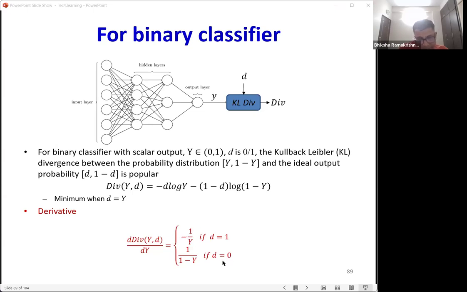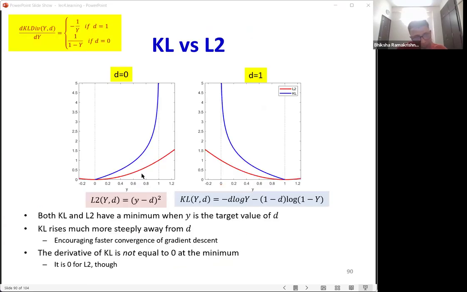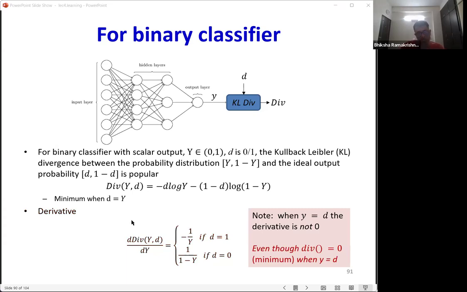On the other hand, if d is 0, you want to decrease y. So you want the slope to always be positive, right? Because you're taking a step against the derivative. And so you get 1 over 1 minus y. But more importantly, the derivative is non-zero at the minimum, which is why you can't just use a derivative check for 0 when you're doing gradient descent. You have to check the actual function value, okay?